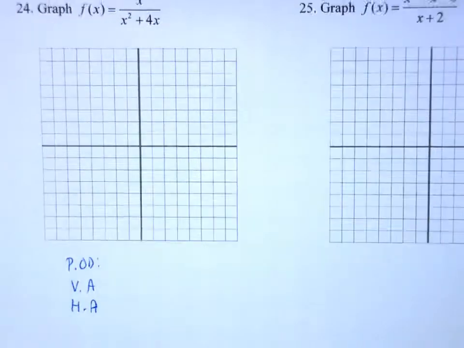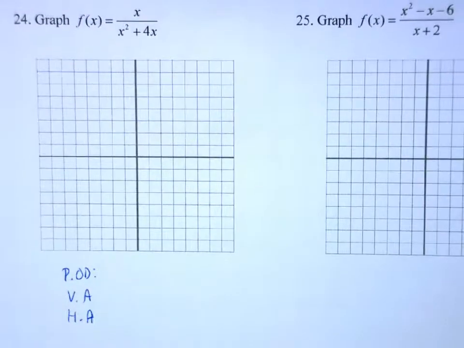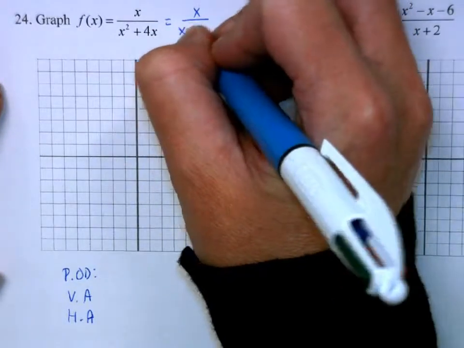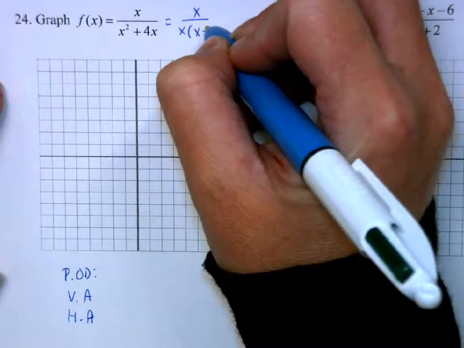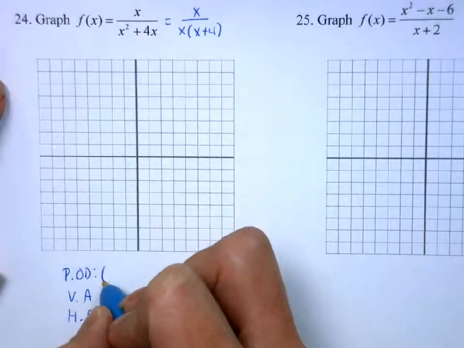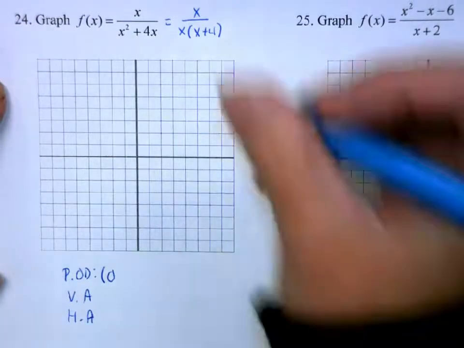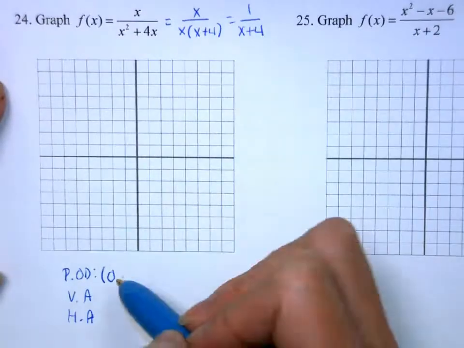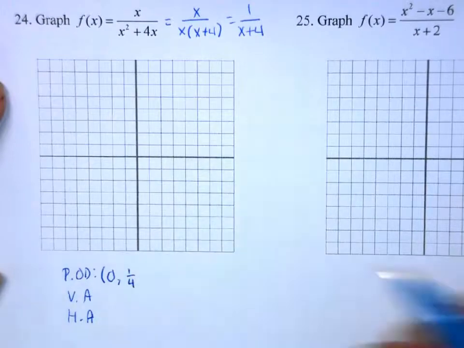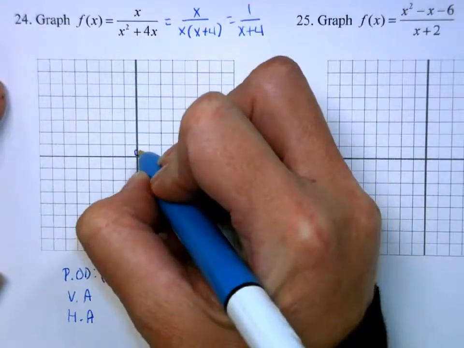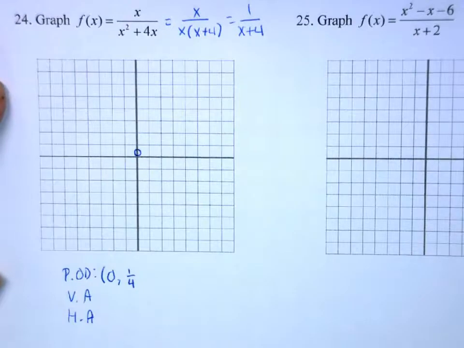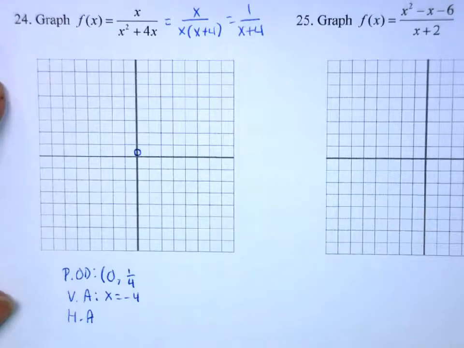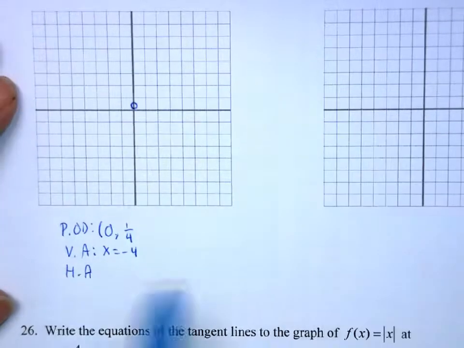Here I can pull out an x on the bottom. Okay, so I do have a point of discontinuity when x is 0, which leaves me with 1 over x plus 4. If I plug in 0, we're at 1/4. So at 0, 1/4, we have a hole there. We have a vertical asymptote when x equals negative 4. Horizontal, degrees bigger on the bottom. So we have a horizontal at y equals 0.